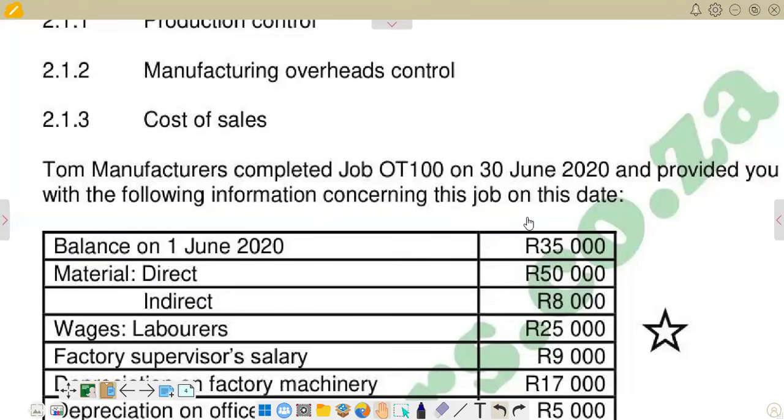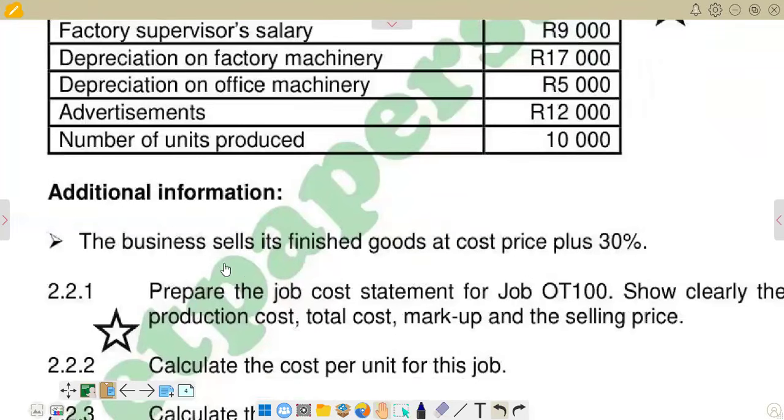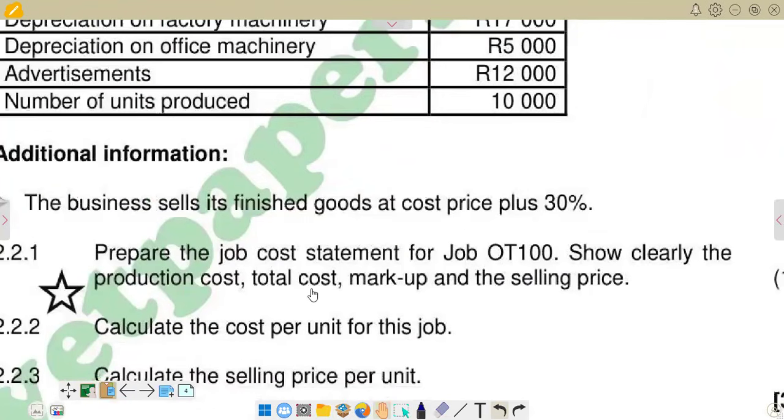We are given a list of balances where we have got the balance on 1 June 2020. If you go down, you see that we also have some balances. And then in the additional information, the business sells goods at cost plus 30%. The first part of this question reads: prepare the job cost statement for job OT 100, showing clearly the production cost, total cost, markup, and then the selling price. So this is what we have.